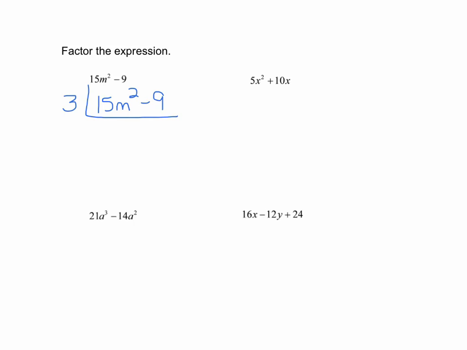3 goes into 15m squared 5m squared times. Just to show you, if you did 15m squared over 3, 3 goes into the 15 5 times, you're left with 5m squared. 3 goes into minus 9 minus 3 times. Now, check this. Does anything go into 5 and 3 besides 1? No. Is the m common to both? Could we divide both of these by m? Could we take an m out of both of these? No. So we're done.